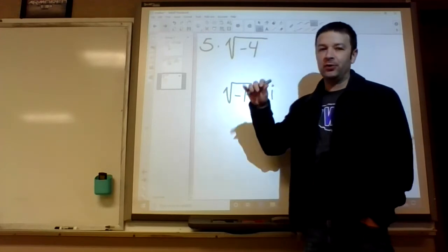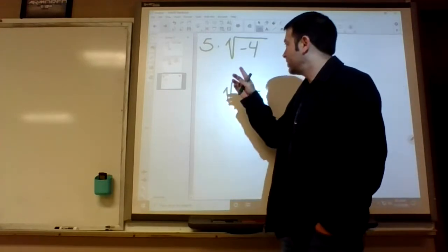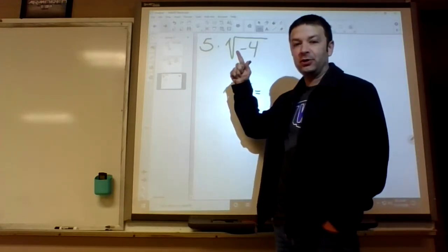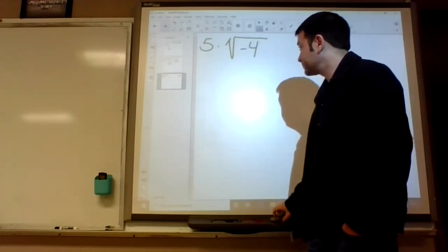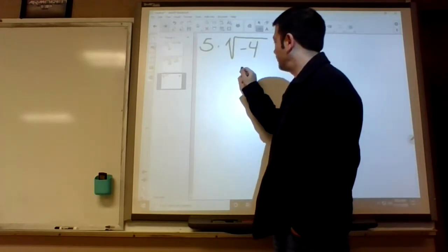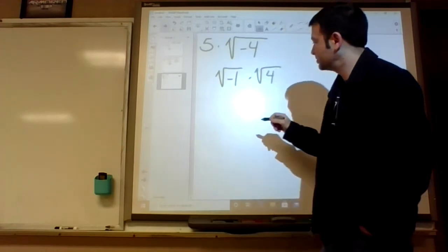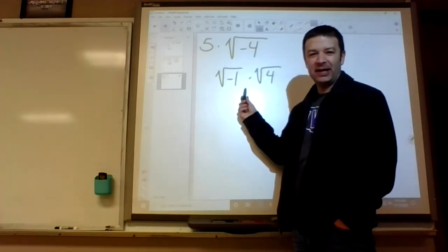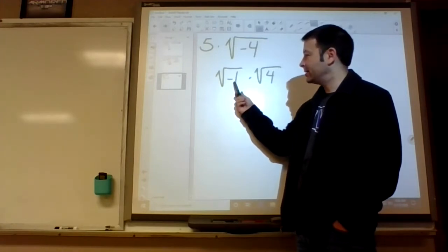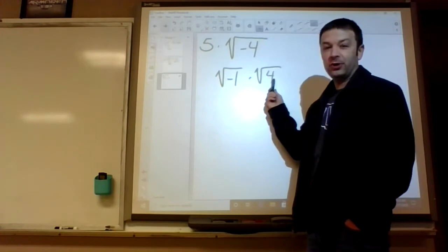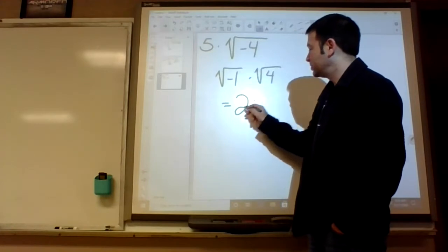The square root of negative 4, that doesn't work either. 2 times 2 is 4, negative 2 times negative 2 is 4. There is no square root of a negative 4. So what we do is we break it apart into 2 different things. Square root of negative 4 is like the square root of negative 1 times the square root of 4. So you can kind of take that negative out. The square root of negative 1 we just call I, and the square root of 4, what times what equals 4, is 2. So we call this answer 2i.